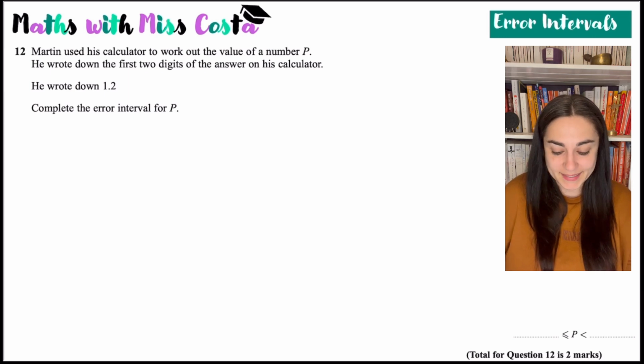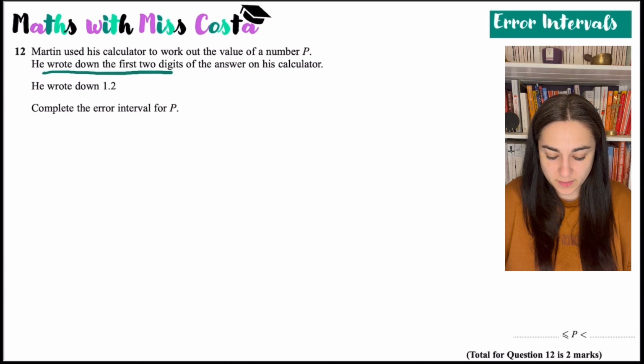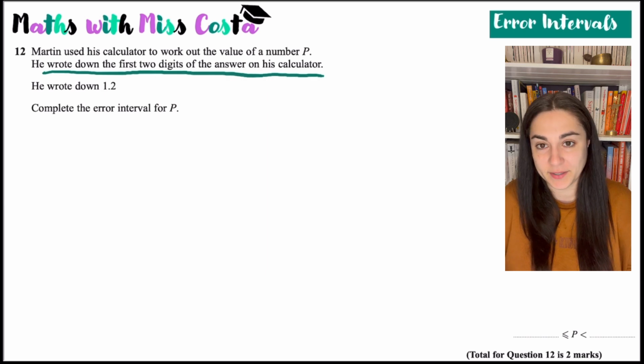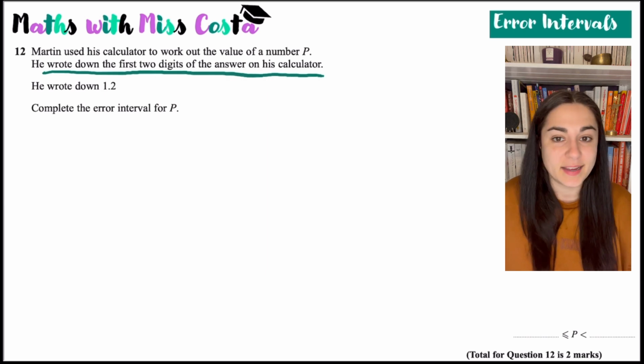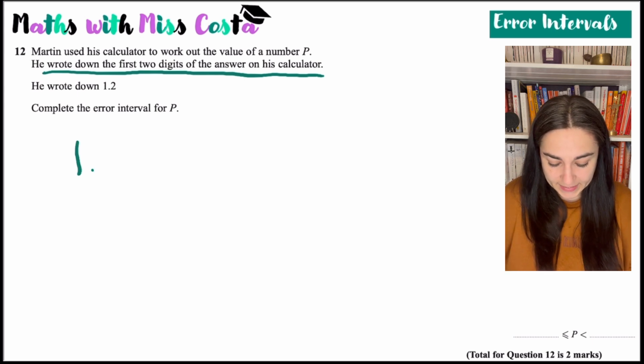Okay, so here we have a slightly sneaky question. We're told that Martin used his calculator to work out the value of the number p. He wrote down the first 2 digits of the answer on his calculator. Now, this is really important. It doesn't say that he did any rounding. He just looked at his calculator and he wrote down the first 2 digits. So he wrote down 1.2.